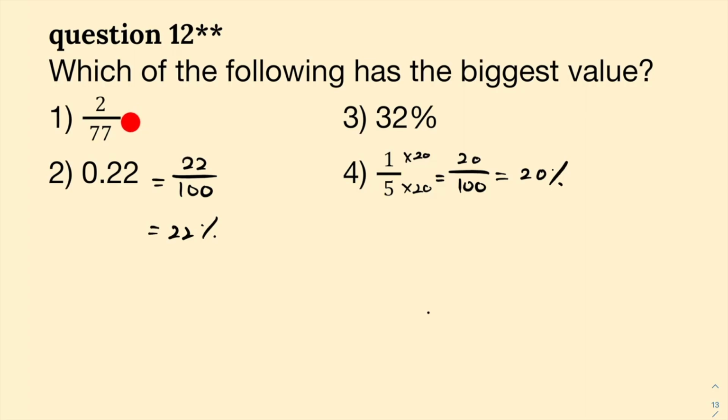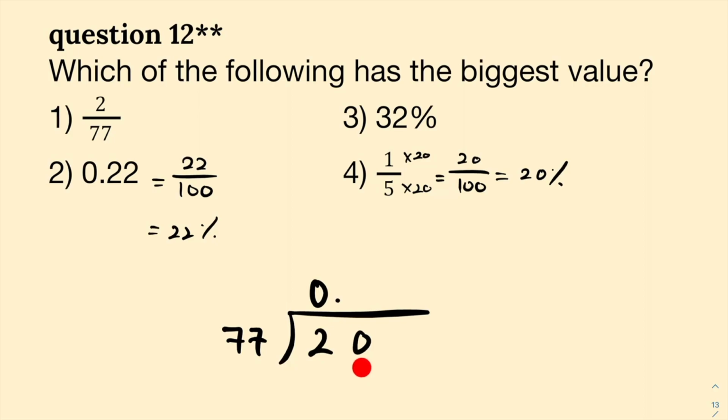Finally, let's deal with option number 1, which is 2 divided by 77 basically. We can use long division, so 2 divided by 77. How many 77s in 2? Well, that's none. I'll put a decimal point there at this point. And a 0, how many 77s in 20? Well, none. There are no 77s in 20. Let's put a 0 there.